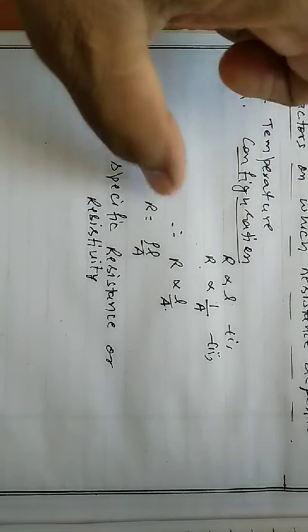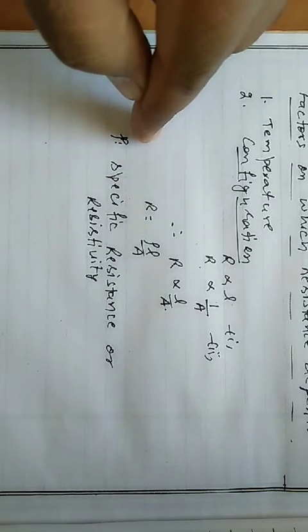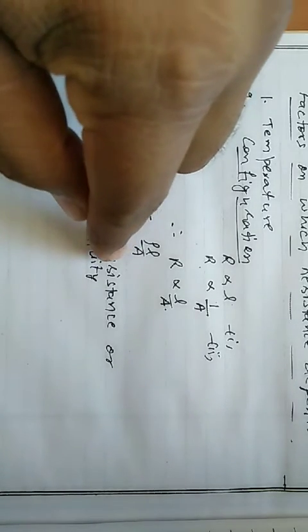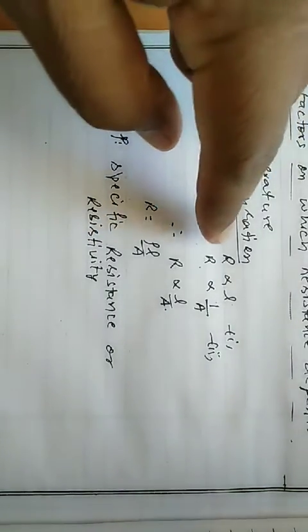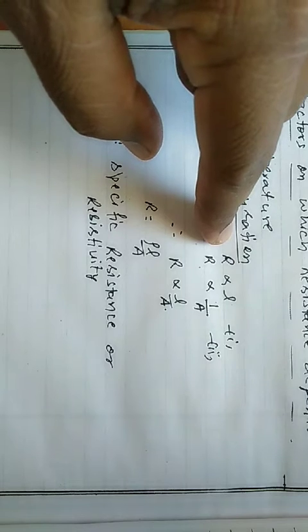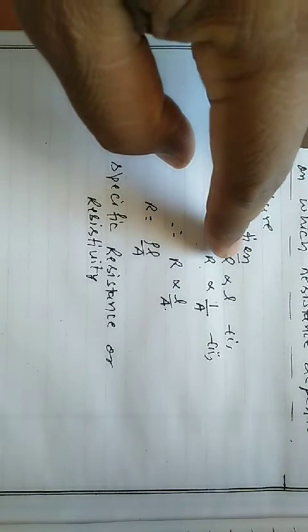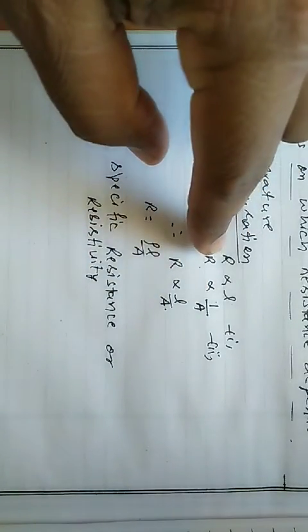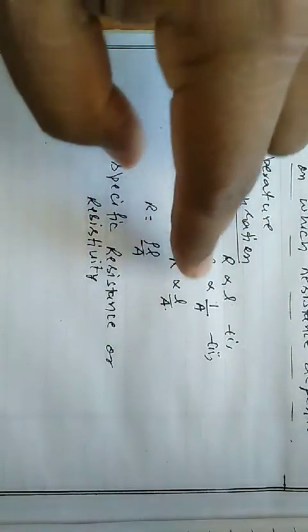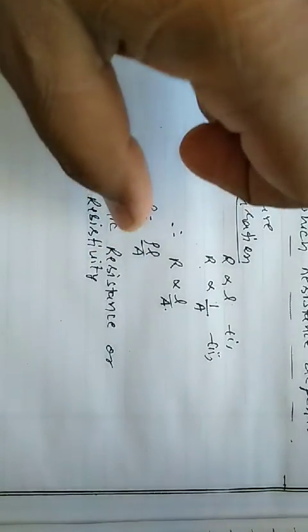Now we can write R is equal to rho L by A, where rho is specific resistance, also known as resistivity. Here resistance is directly proportional to the length and inversely proportional to the area. If the length increases, the resistance of the conductor increases, and if the area of the conductor increases, then the resistance decreases. Combining these two, we get R is equal to rho L by A, where rho is specific resistance or resistivity.